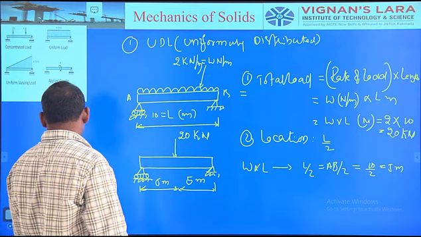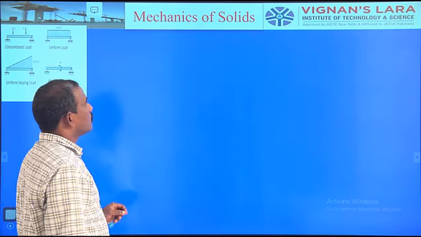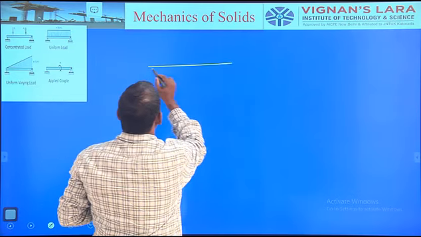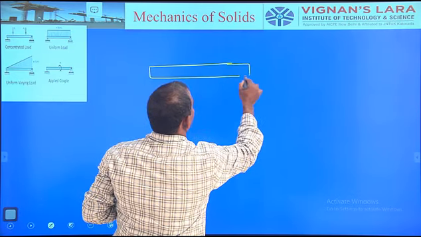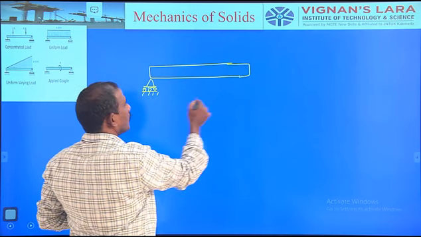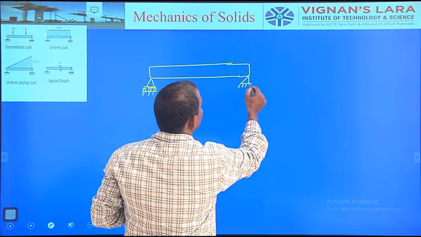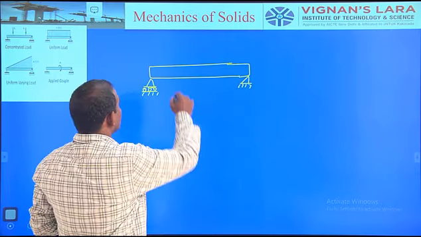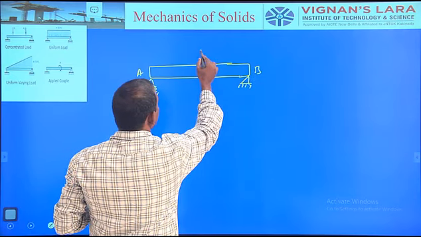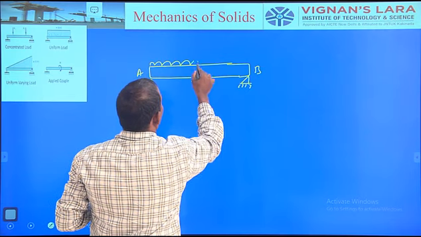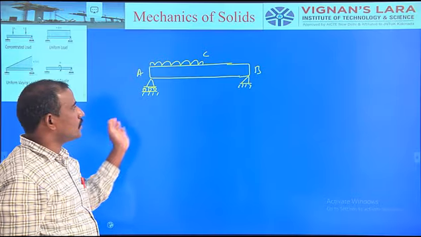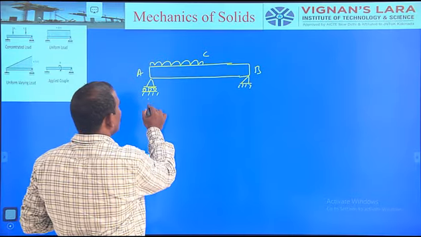So let us see this again, the same one. This is a simply supported beam. Again, one of its ends is with the same roller support and the other end is with the hinge support, as we know. Here the load is distributed over a distance up to C only. It means it is not distributed throughout the span or entire length.